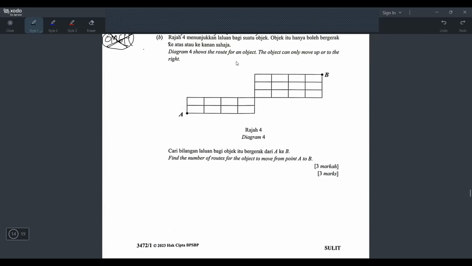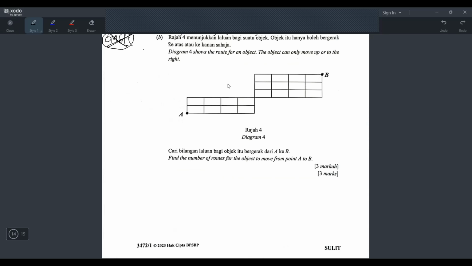Diagram 4 shows the route for an object. The object can only move up or to the right. So it's either move up or to the right. Find the number of routes for the object to move from A to B. So this is the starting point and I have to go here. So from here, go to here, but I can only move up or move right. So how many ways there is?